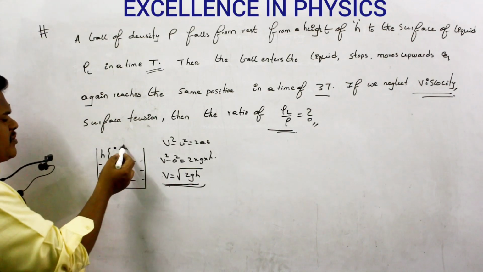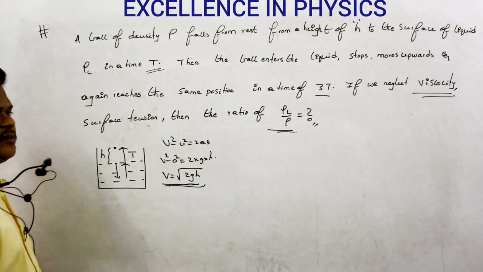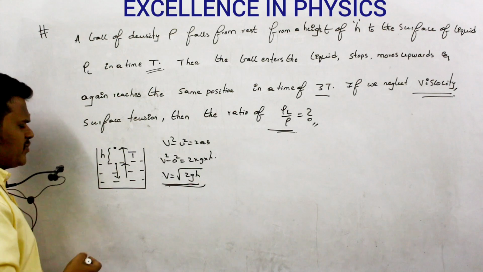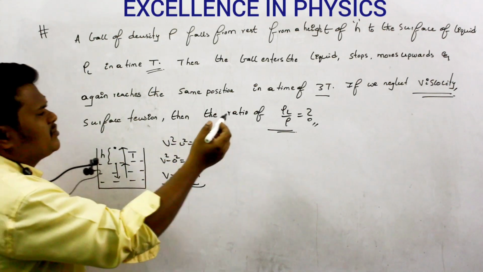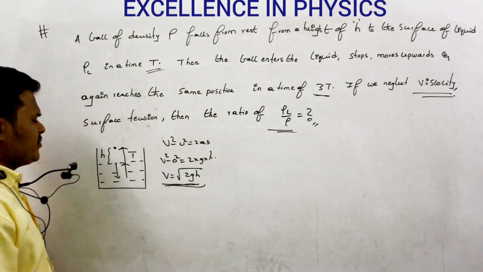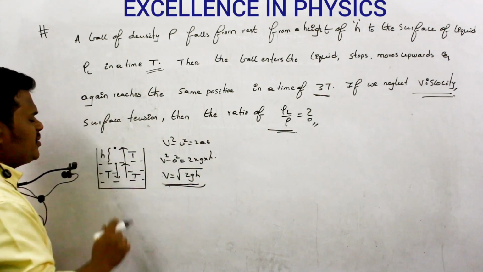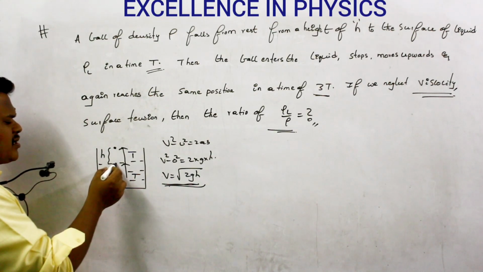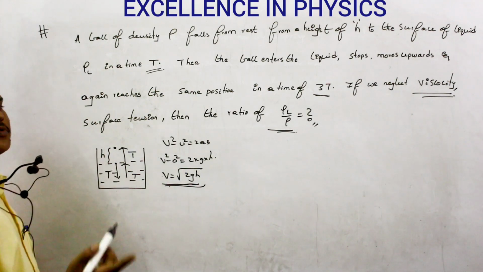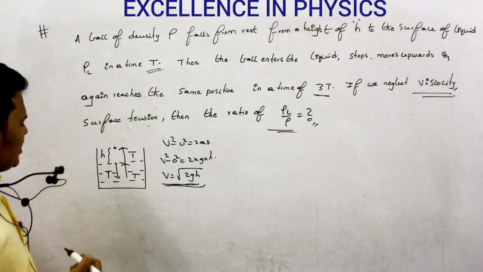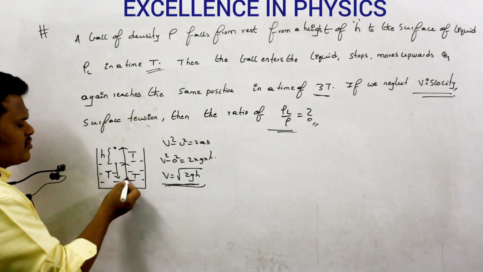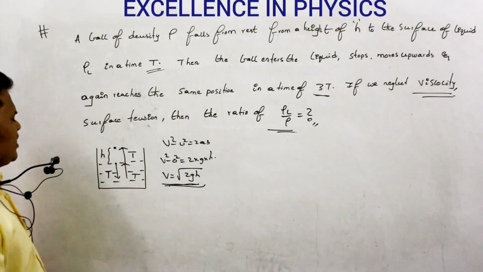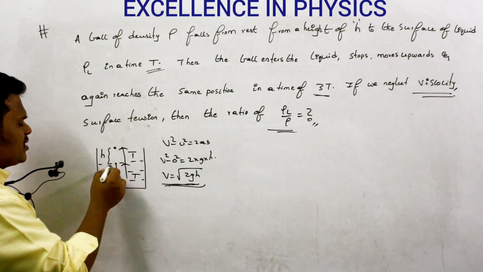Then again to reach the same position, definitely it will take the same time of t only. So if this time taken is t, this time taken also must be t. If I take out 1t from 3t, then here 1t and here 1t should be present. It means that from the time it enters the liquid until its velocity becomes 0, the time taken must be t. And again from here, where its velocity has become 0, to touch the liquid surface, the time taken should be t only.